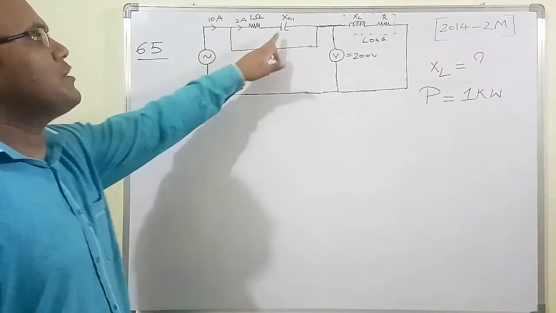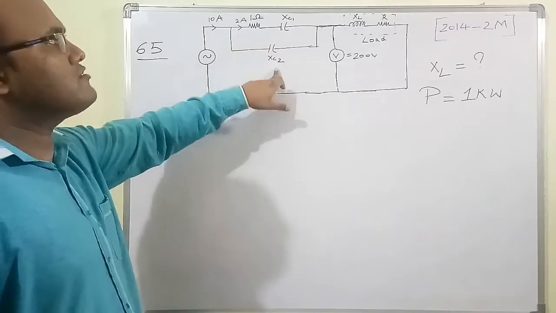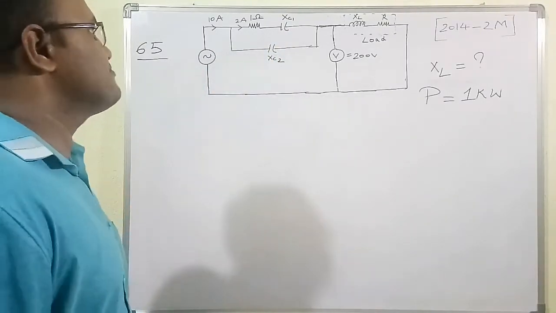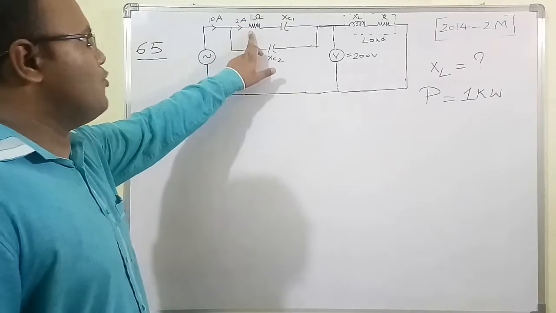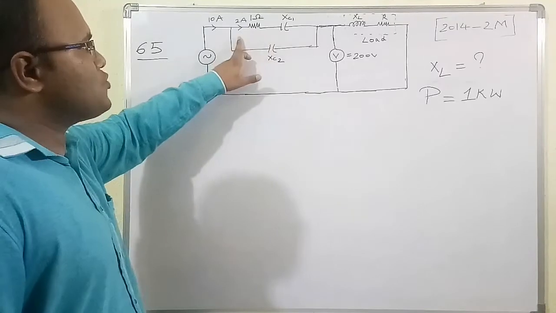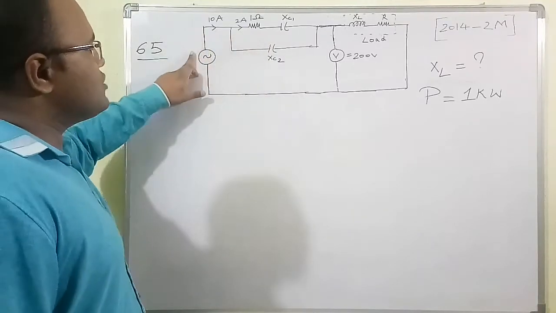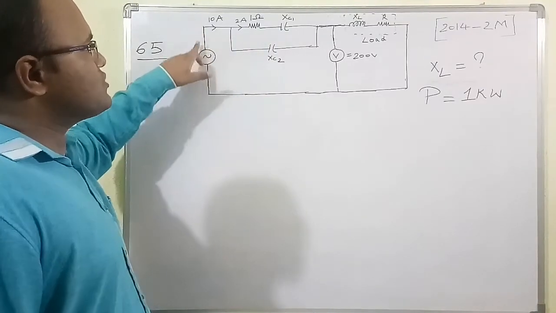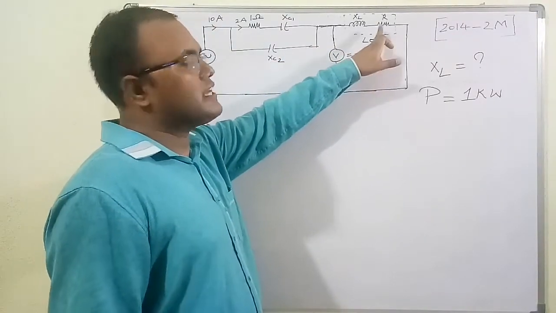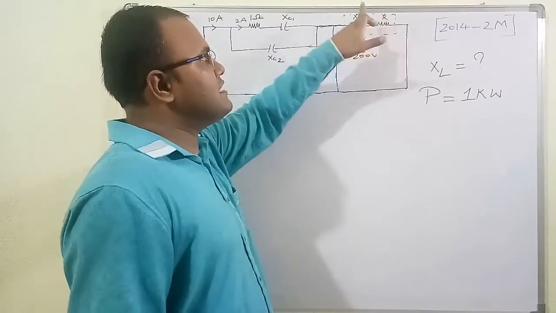This circuit has two capacitors whose values XC1 and XC2 are the capacitor reactances, and there is a resistance of 1 ohm. The current through this 1 ohm and the reactance XC1 is 2 ampere, and the current through this AC source is 10 ampere, and there is a load which is an inductive load because there is a resistor and there is an inductance.